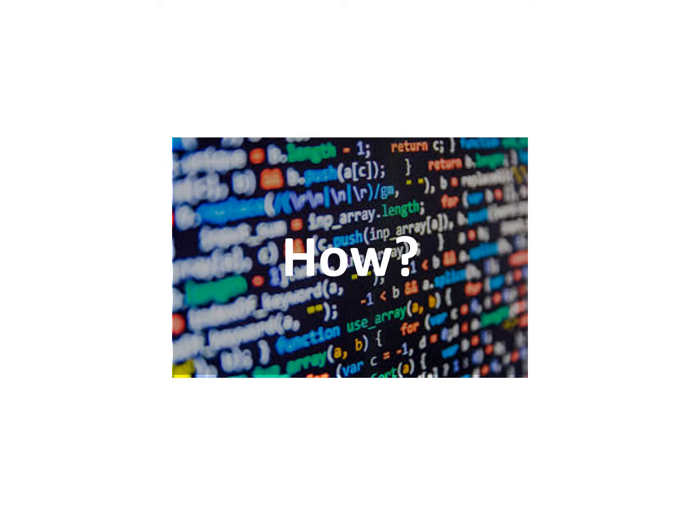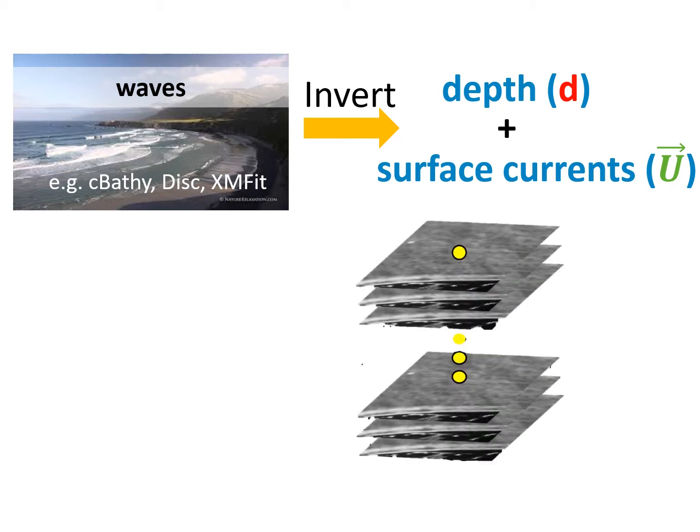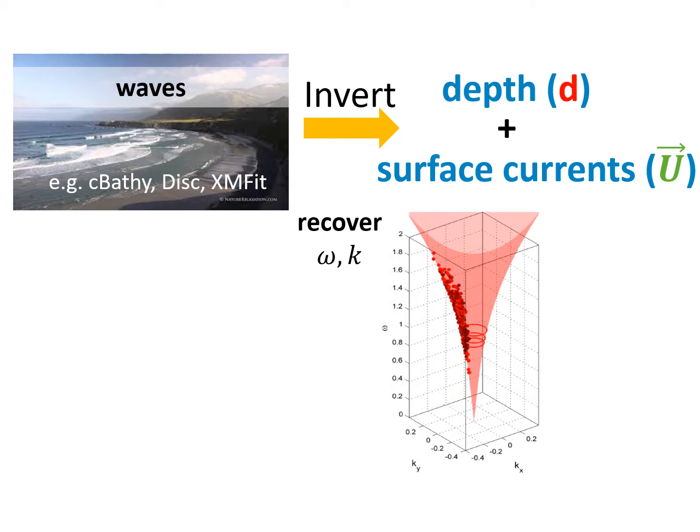Now, how are we going to do this? We are going to analyze waves and invert depths and surface currents from the wave properties, like algorithms such as CBATHY, DISC, and XMFIT do, where you analyze a series of images, so frames from a video, for example, and you try to recover the wave numbers and wave frequencies, which you can then plug into the linear dispersion relationship, possibly with a Doppler shift, to get an estimate for the depth and the surface current U.